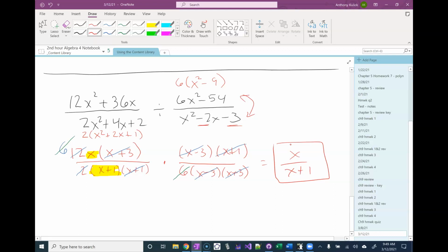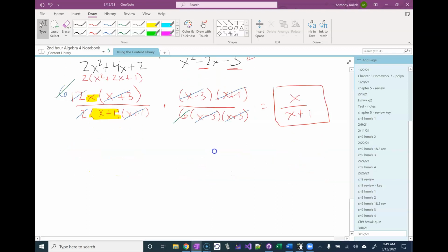But what if at the beginning of the equation it was just 3 over something? So the problem starts like this. That's fine. You can just have a 3 up there.